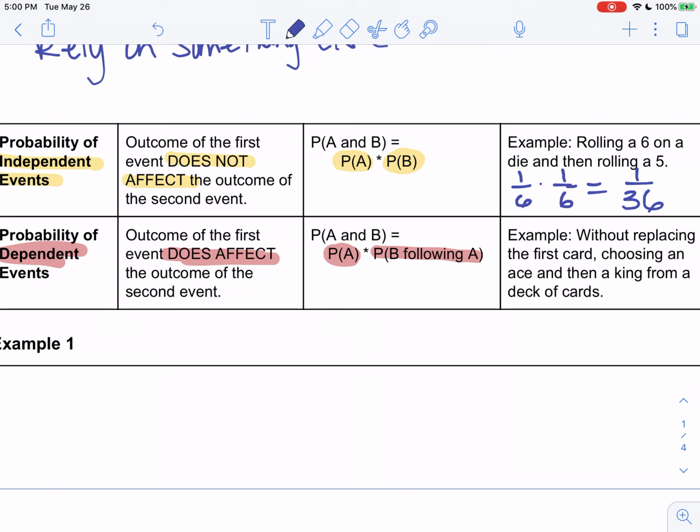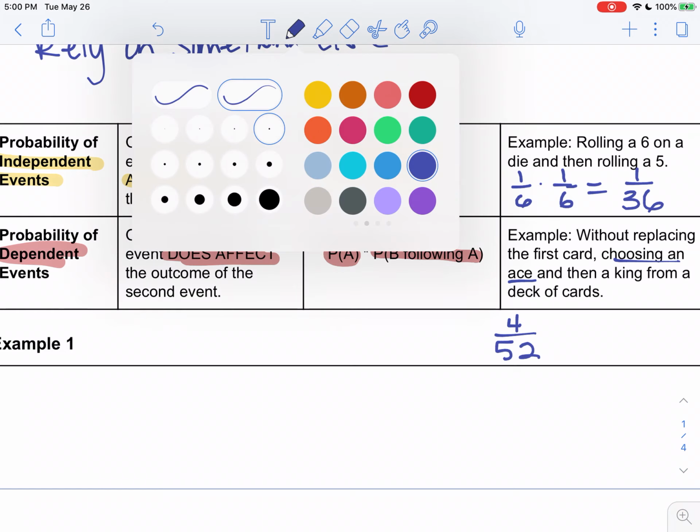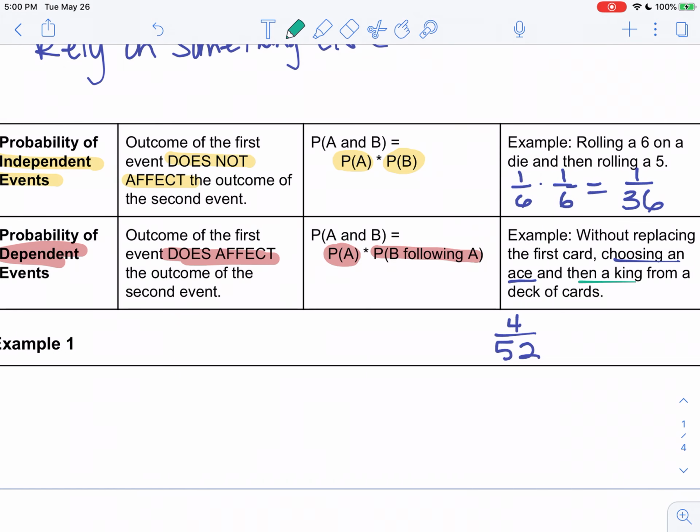So if we want to first choose an ace, there are 4 aces out of 52. But then we're not going to put it back. Then we're going to take a king out of that deck of cards. Well, I took a card out, so if I took out an ace, there are now only 51 cards in that deck, and there are still 4 kings in that deck.